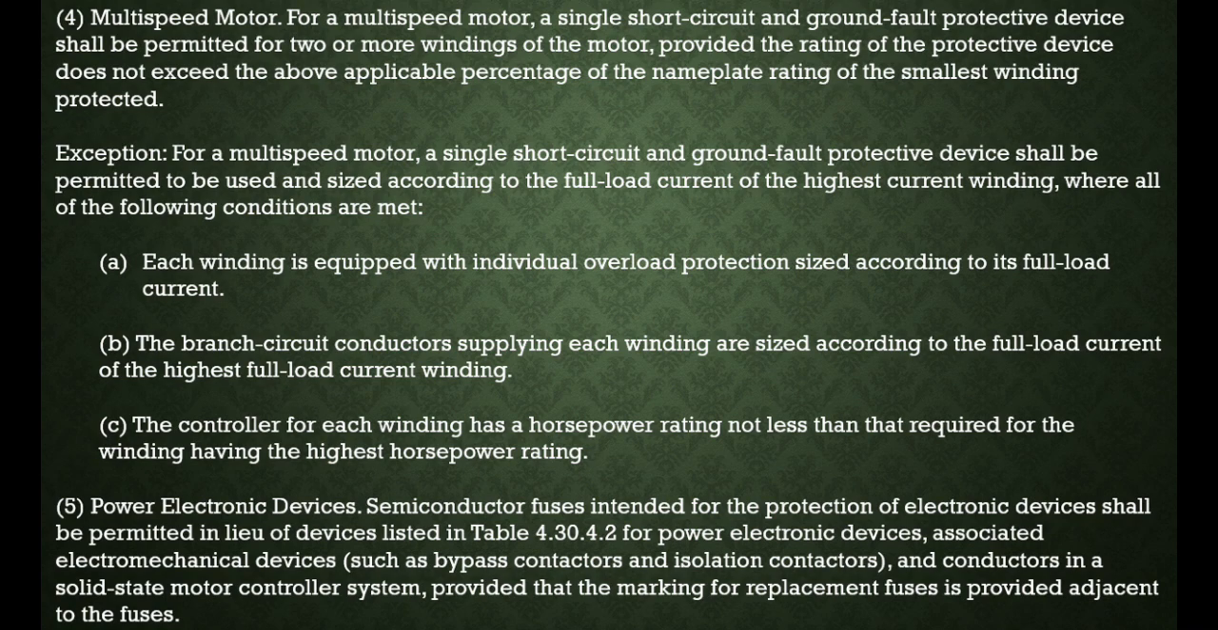And also, this discusses motor protection. For multi-speed motors, a single protective device is allowed for multiple windings as long as the rating does not exceed the percentage of the nameplate. An exception applies if conditions A, B, and C are met, like individual overload protection and proper conductor sizing. Also, semiconductor fuses are okay for power electronic devices.